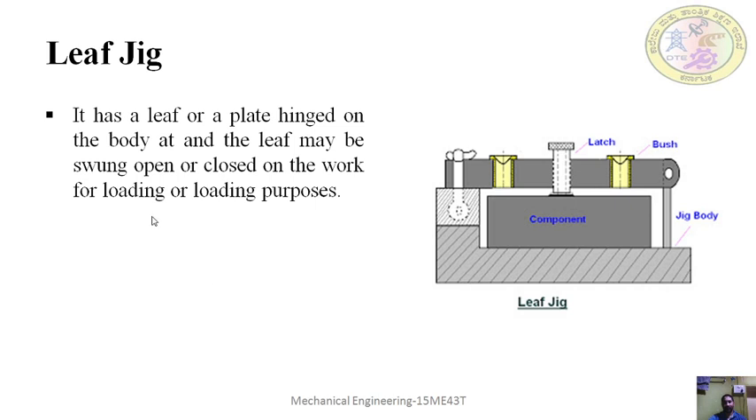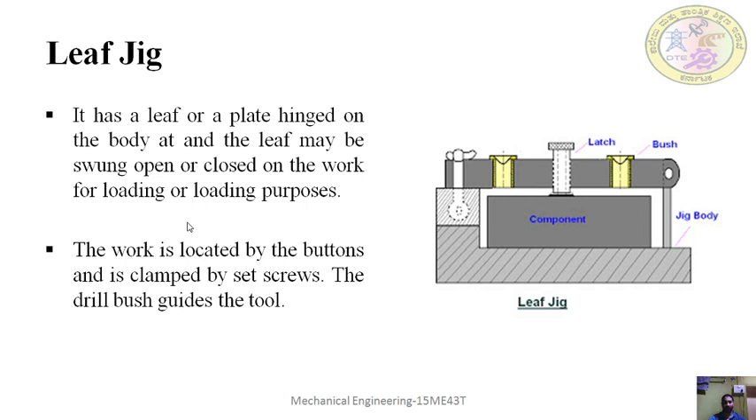Leaf jig. It has a leaf or a plate hinged on the body, and the end of the leaf may be swung open or closed on the work for loading and unloading the work. You can see here it has a leaf. This portion is called the leaf, and this is the base of the jig. The end of the leaf has a hinge here, so that it can be swung like this. It can open and close for locating and holding, for loading and unloading the workpiece.